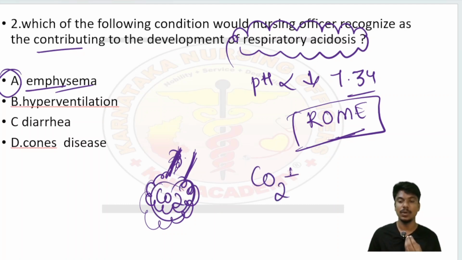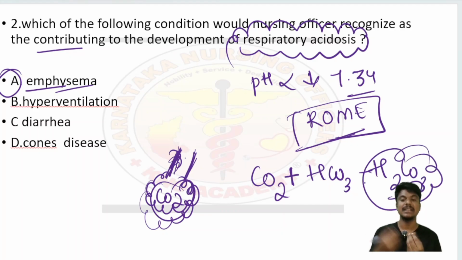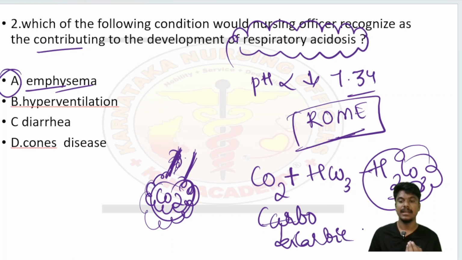If there is a retention of CO2, what will happen? It will combine with water to form carbonic acid, H2CO3. Carbonic acid, as the name itself says, is an acid. Acid means more H plus ions, which is nothing but reduced pH. So it will cause respiratory acidosis. This one is the right option.